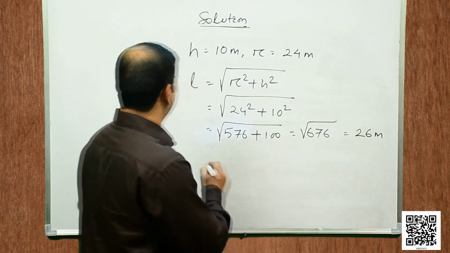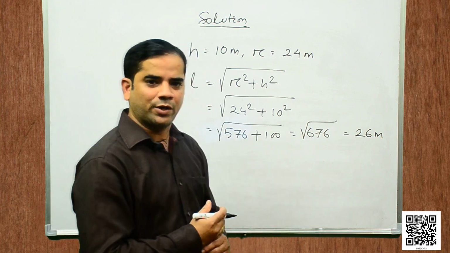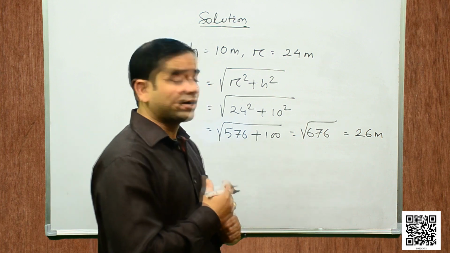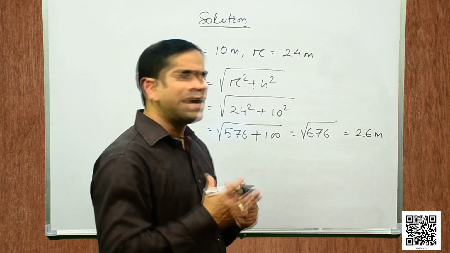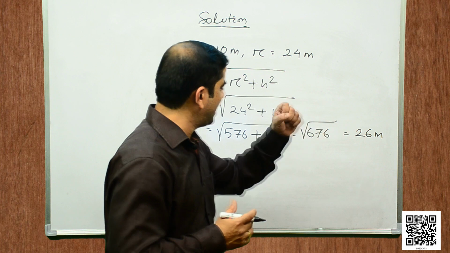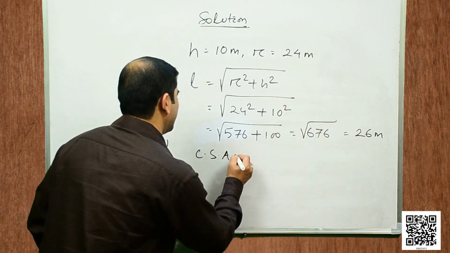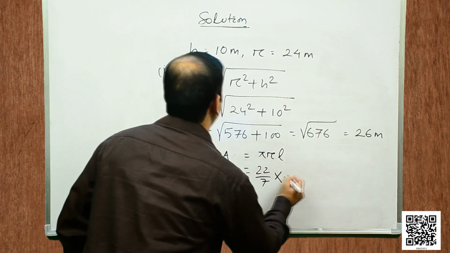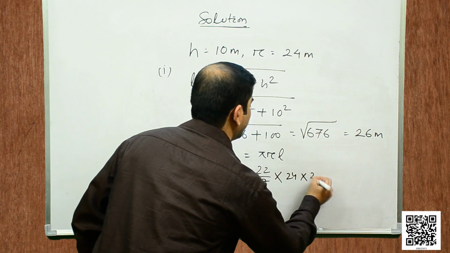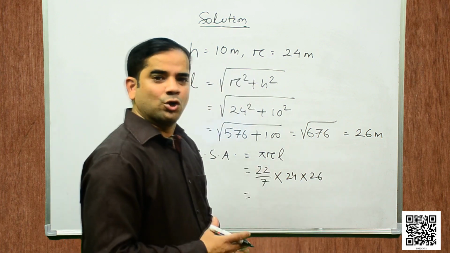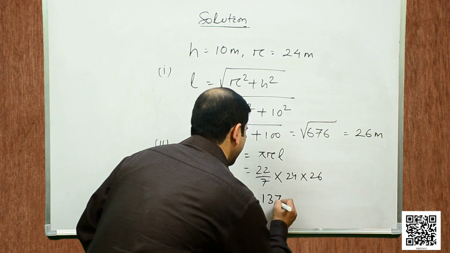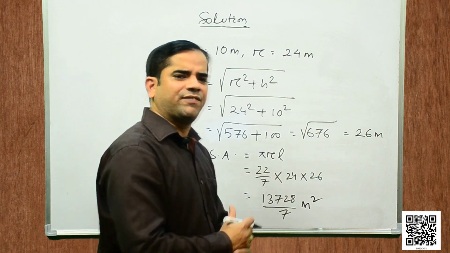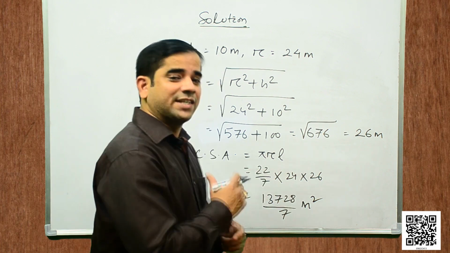Let us find the solution for bit 2. It asks for the curved surface area of the cone. For curved surface area, we need r and L. We have r and we have L. So, curved surface area is equal to pi r L, that is 22 by 7 into 24 into 26. So, this is equal to 13728 by 7 meter square. This is the curved surface area, which is in fraction form.